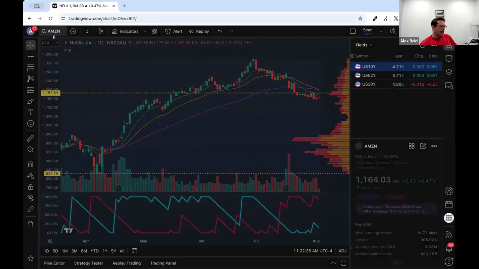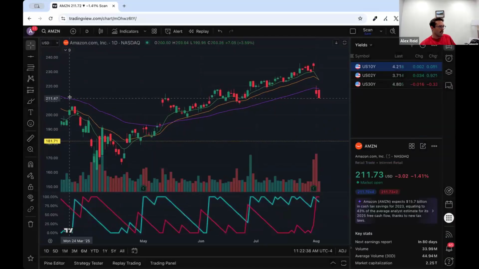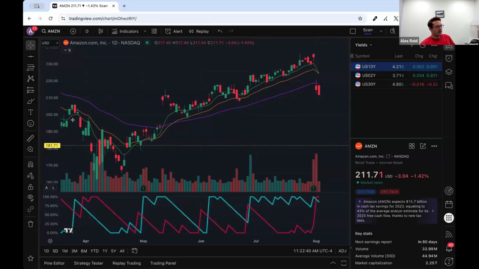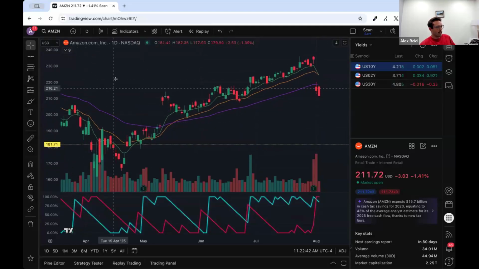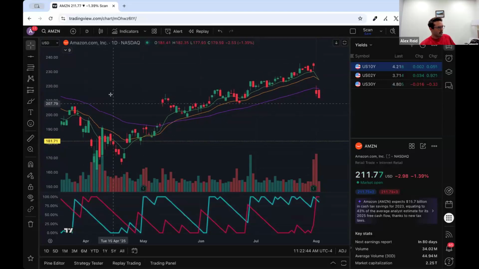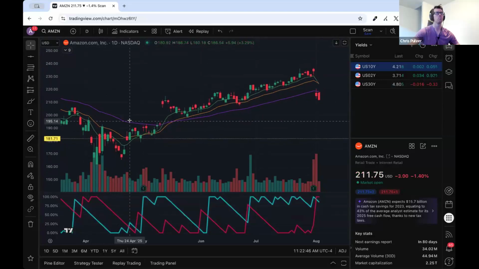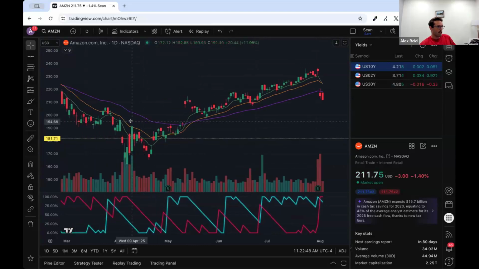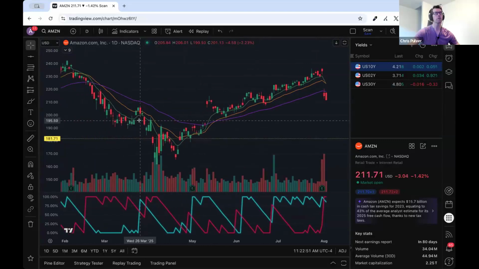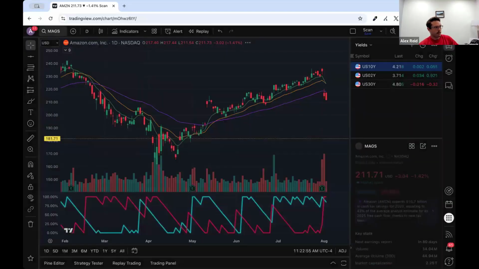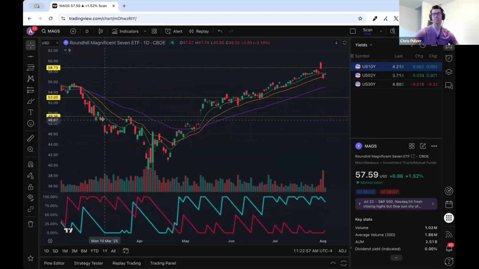But what do you do when these big tech companies are dipping below the 50 days? Is this a buy opportunity? Do you wait? Obviously, you don't want to catch the falling knife. Do you wait for some support? For me, Amazon sub 200 seems like a pretty good deal, honestly. We look at Mags. That's probably the reason I'm going to hold off, if I want to establish a Mag 7 type position.